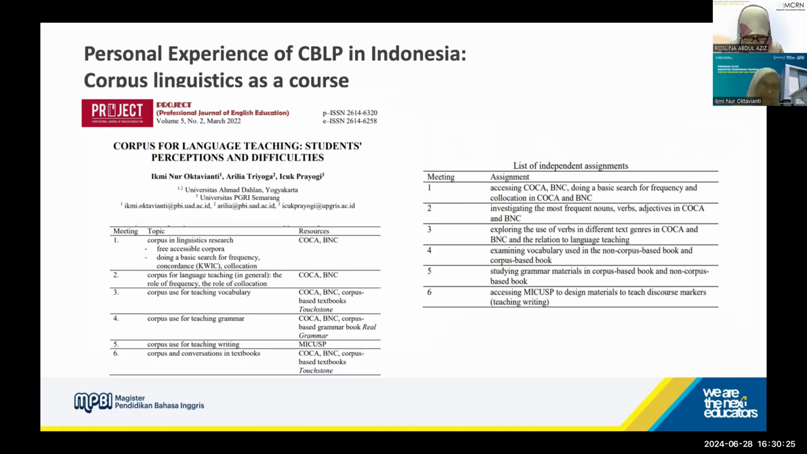And another study that I have conducted in the past is not about the use of corpus, but about corpus linguistics as a course. We do have a corpus linguistics course in our department. So we tried to collect the students' perceptions after being exposed to corpora for a couple of weeks. Here we had 6 meetings, or 6 weeks, of working with corpora like COCA, BNC, and MICUSP, which is one of the learner corpora, and corpus-based textbooks as well, because we are in the English education department, and also some independent assignments that we gave to the students.